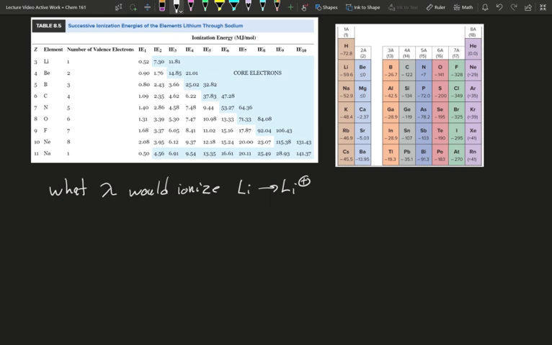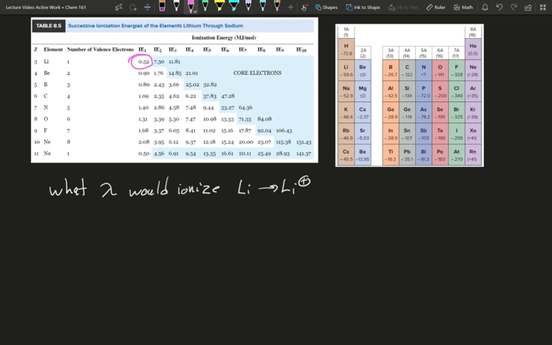In our case, we're going to take lithium and make it lithium plus. This means we're going to go through the first ionization energy. That ionization energy is 520 kilojoules per mole.